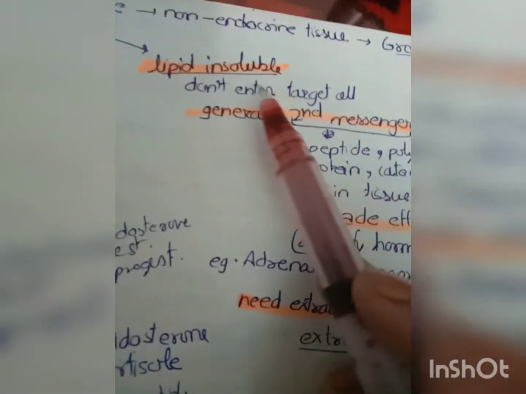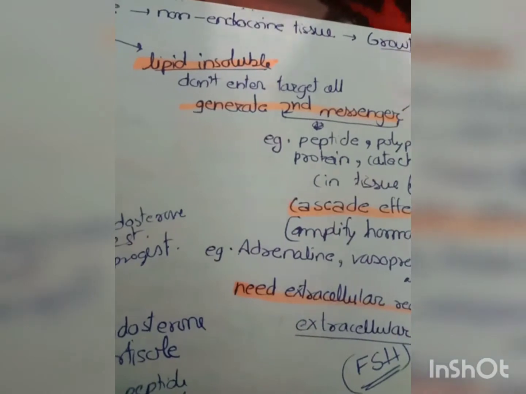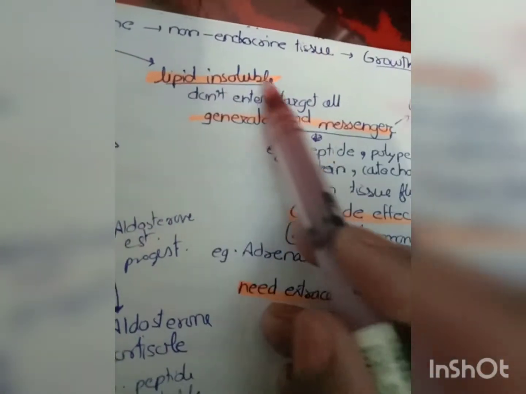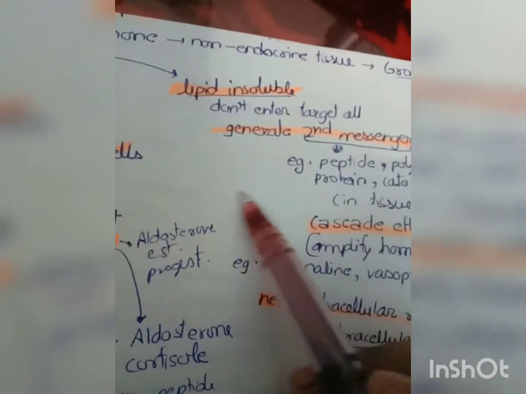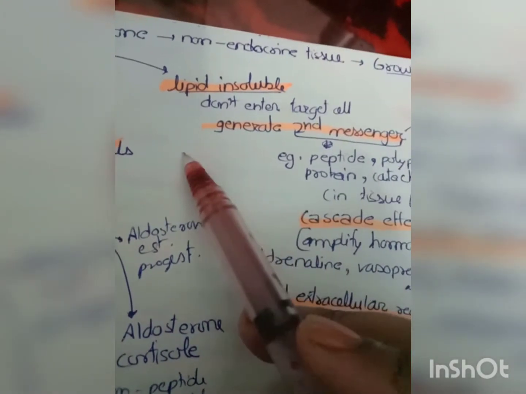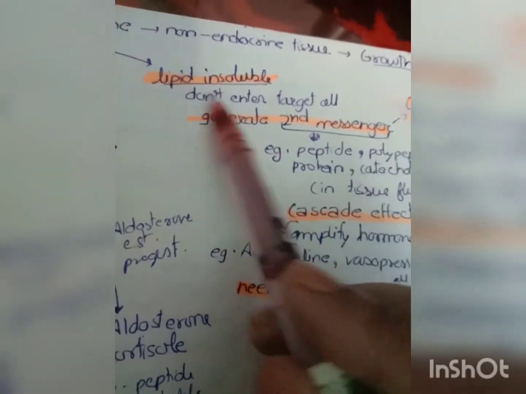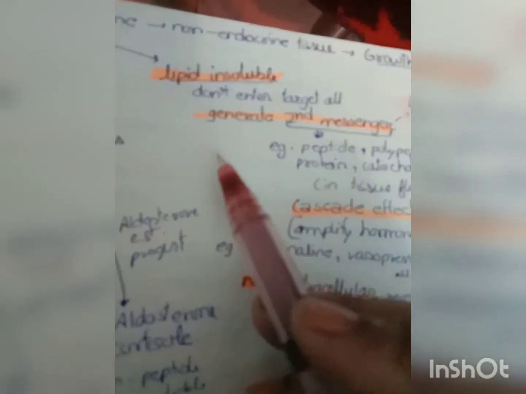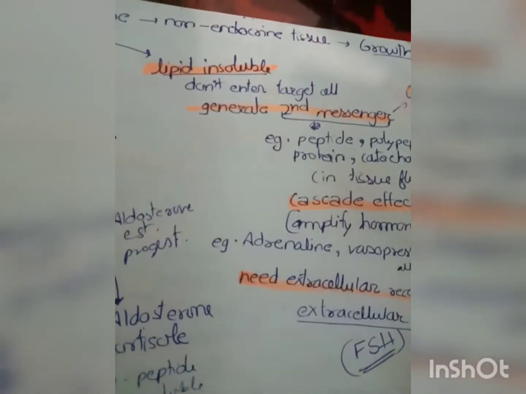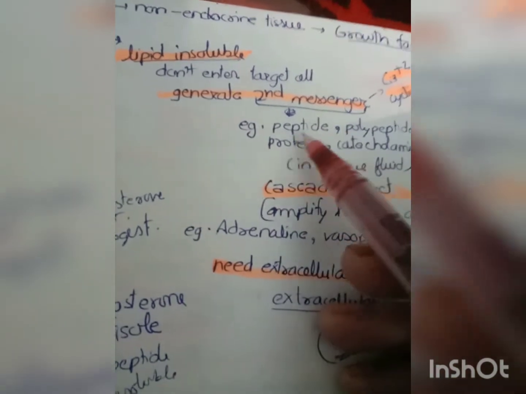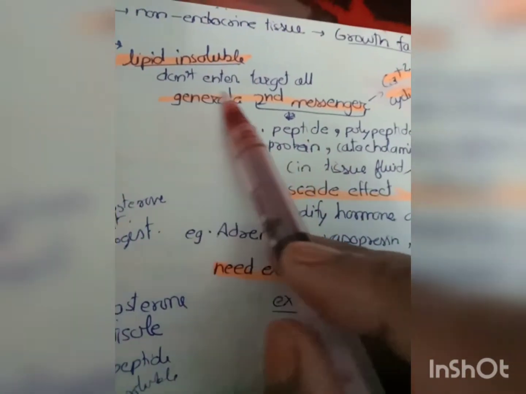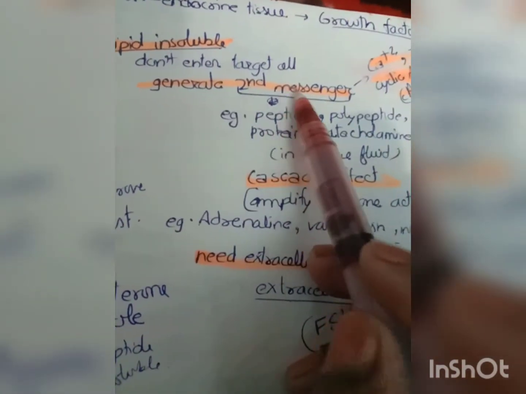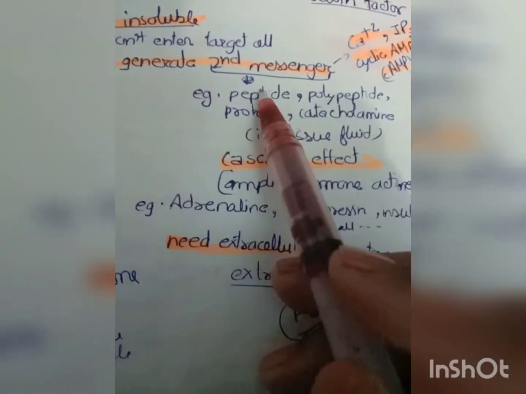Now, about the lipid insoluble ones. Why are they called lipid insoluble? Because the outer layer of the cell, the cell membrane, is made up of lipid. Hence, if these hormones are not soluble in lipid, they cannot enter directly into the cells. Hence, they need a messenger which can help them to travel inside the cell. So, they do not enter directly into the target cell. They generate a second messenger.